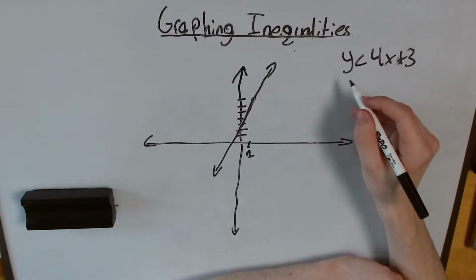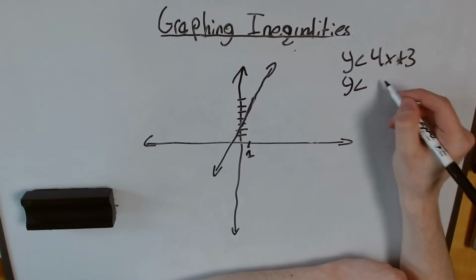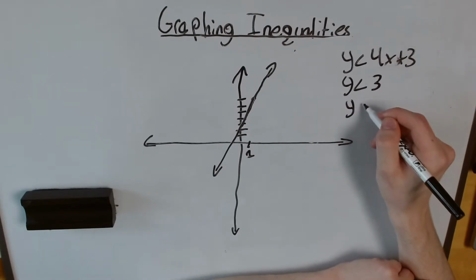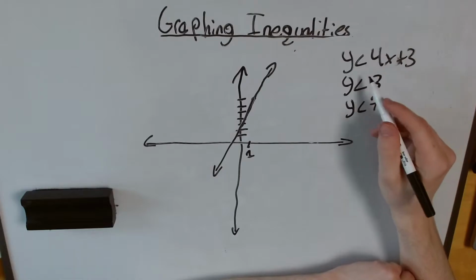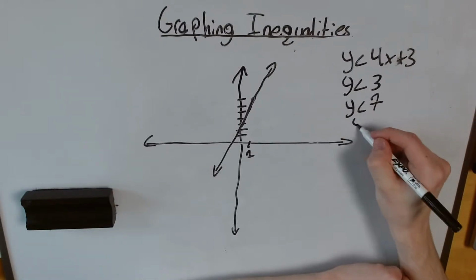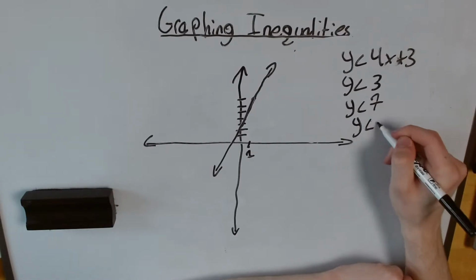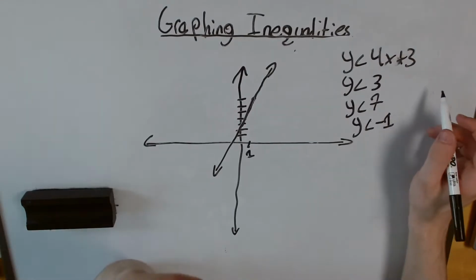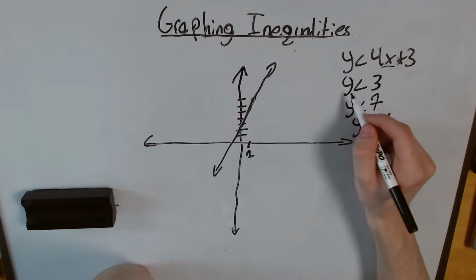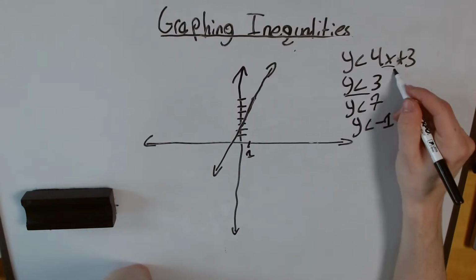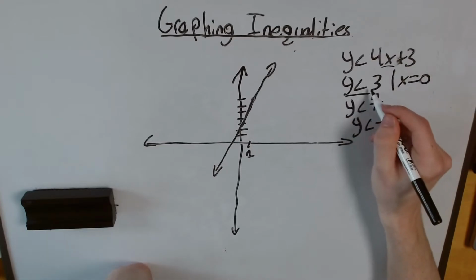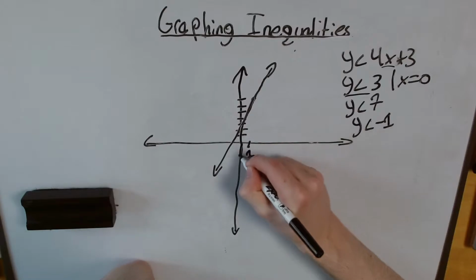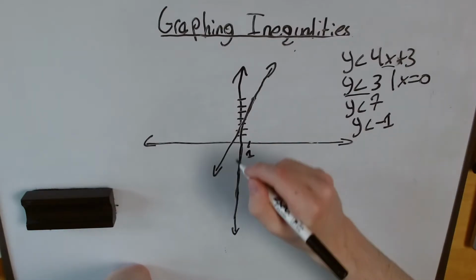Well, when my x is 0, my y values are going to be less than 3. When the x value is 1, my y values are going to be less than 7. When my x value is negative 1, my y values are going to be less than negative 1. What does this look like on a graph? Well, when x equals 0, the y values are all less than 3, right? So that includes this y value, and this y value, and this y value, all the way down to infinity.